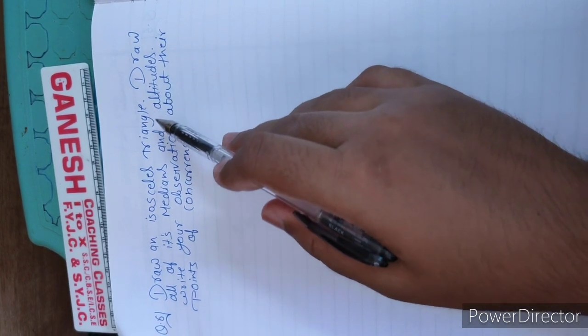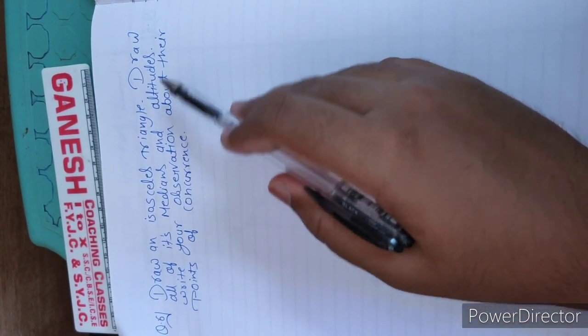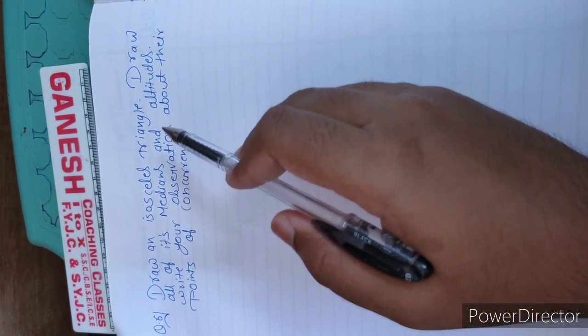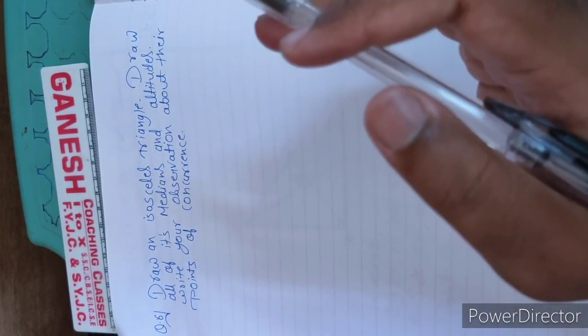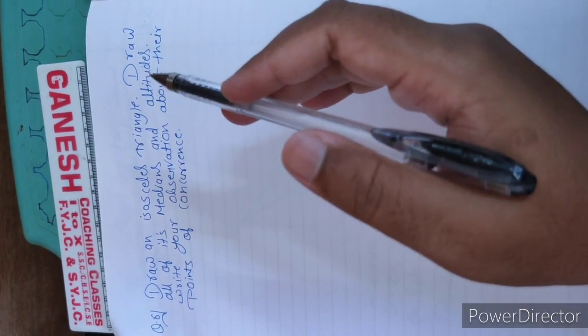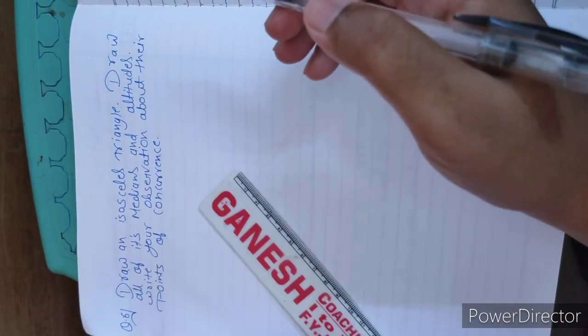Okay, we have to draw 3 medians and 3 altitudes, and write our observation about their point of concurrence. So we have to write what we see in that figure. To get the observation, first of all we have to draw the figure. So we will draw an isosceles triangle.